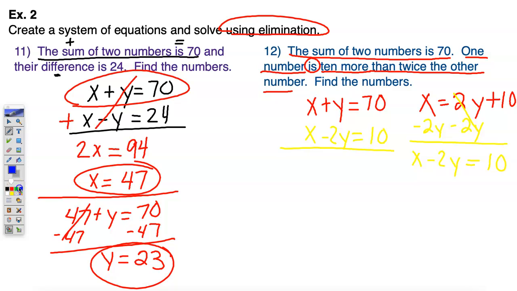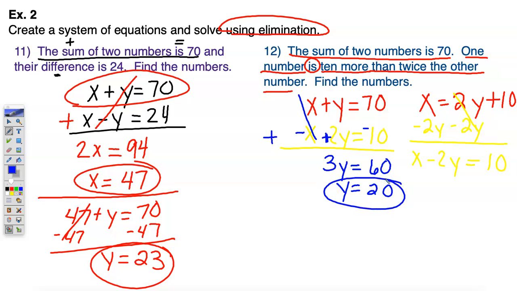Now I want to be able to eliminate, and I'm really close to being able to do that, but both of them are positive x's. So I'm going to go ahead and change everything on the bottom. I'm taking everything here times -1. So my bottom problem now looks like that. Now I'm going to combine everything. So my x's wipe out, and then I have a y and 2y, which is 3y, equals 70 plus -10, which is 60. So y would equal 20.